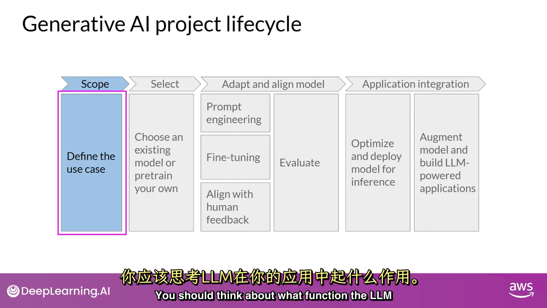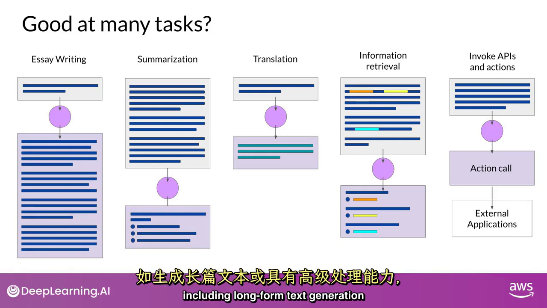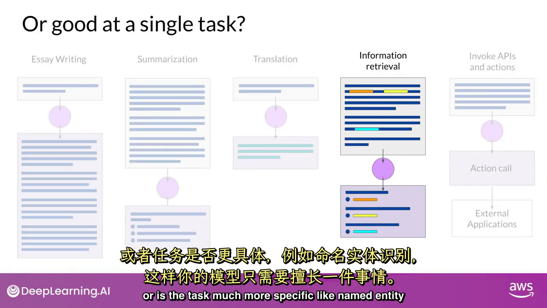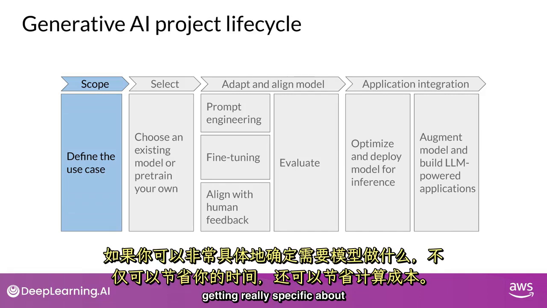You should think about what function the LLM will have in your specific application. Do you need the model to be able to carry out many different tasks, including long-form text generation, all with a high degree of capability? Or is the task much more specific, like named entity recognition, so that your model only needs to be good at one thing? As you'll see in the rest of the course, getting really specific about what you need your model to do can save you time and, perhaps more importantly, compute cost.